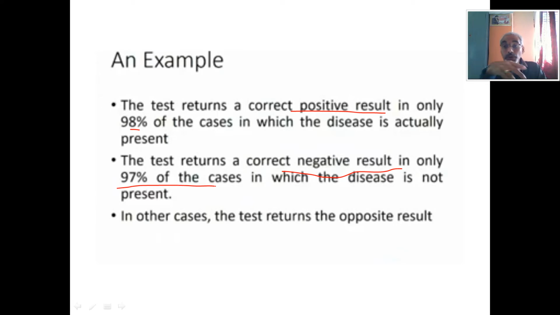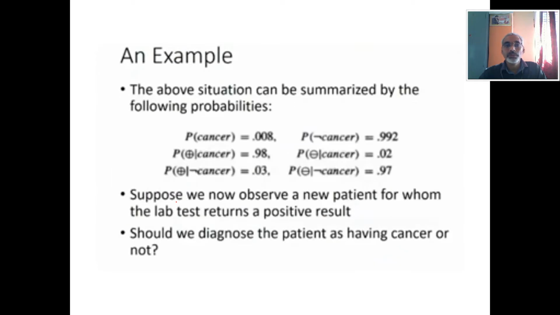Right? So you have seen, in the COVID cases also, when we conduct the RT-PCR test, in one lab they tell positive, in one lab they tell negative. So that percentage we are taking here. So 97% correct negative result the lab is going to give. In other cases, the test returns the opposite result. That's what we told. In this case, 2% will be the opposite result. In this case, 3% will be the opposite result. Right? Now, these are the data we are having.